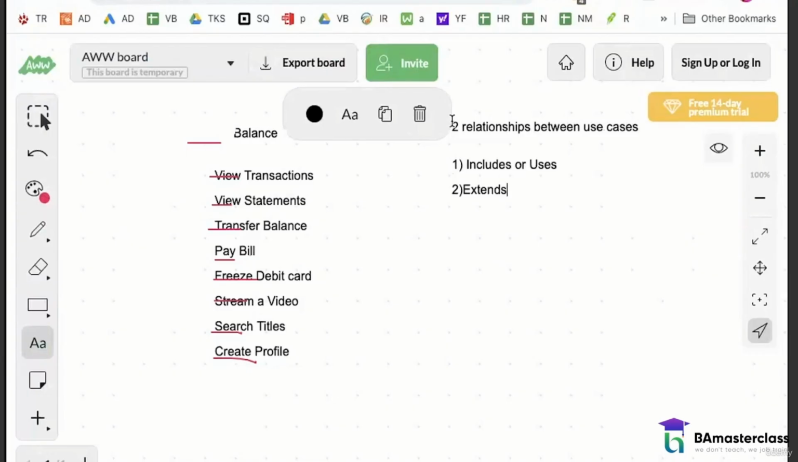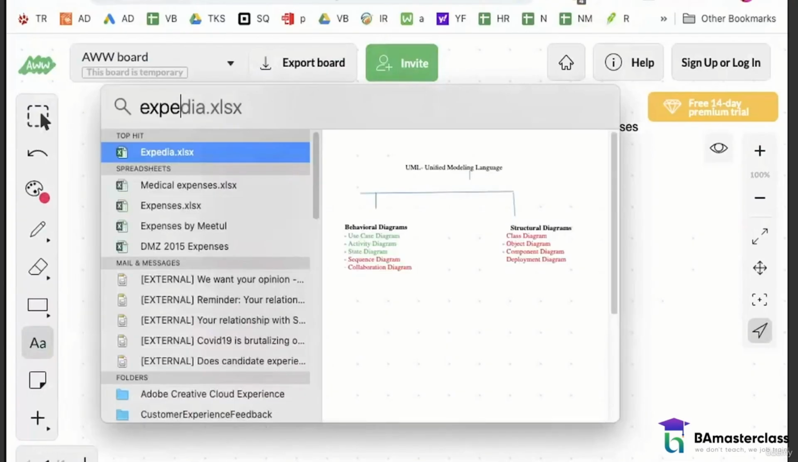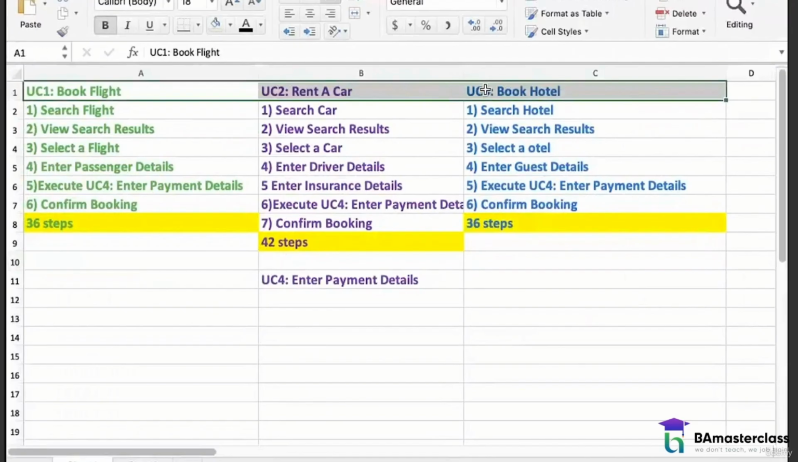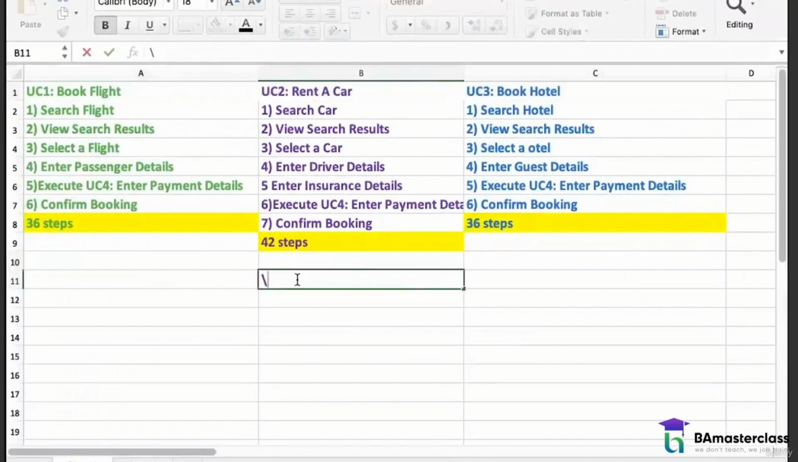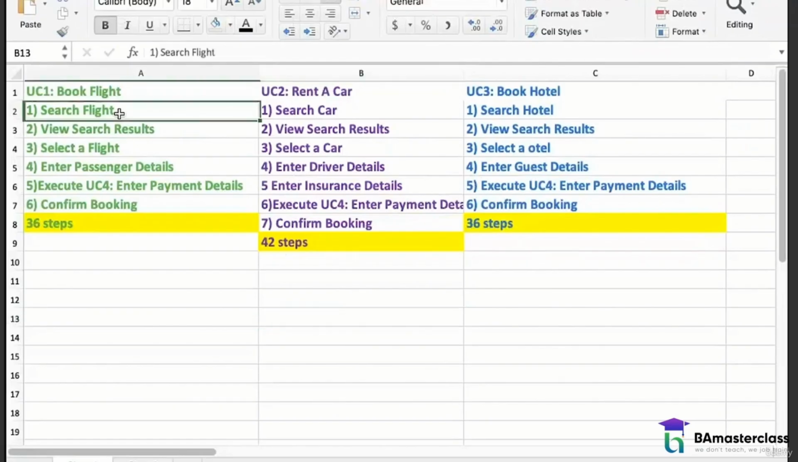So we'll first start understanding the first relationship, which is includes or uses. I want you to write this down. So let's say for Expedia, before you write down, let me just explain what this is. Let's say for Expedia, there are 3 use cases that we have: book a flight, rent a car, and book a hotel. Now what I'm writing here is the flow of each use case.